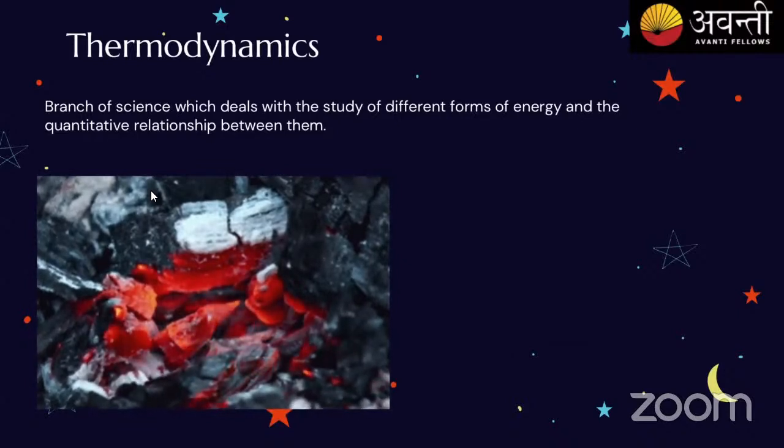Why is this heat produced? Due to combustion of the carbon inside the coal. What is happening here? Chemical energy, that is coal, is being converted into heat. It's a different type of energy. Now, how to relate this chemical energy and heat energy? That relation and the study of this energy conversion is nothing but thermodynamics. Clear, everyone?